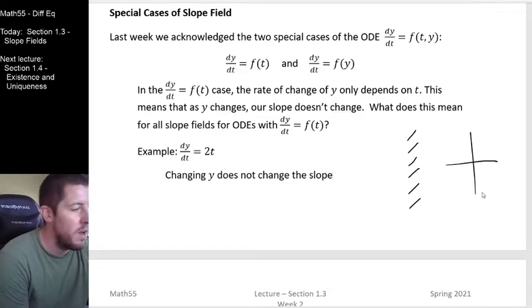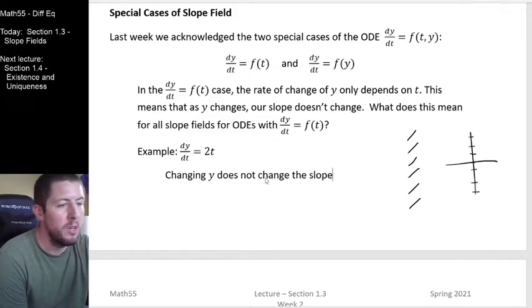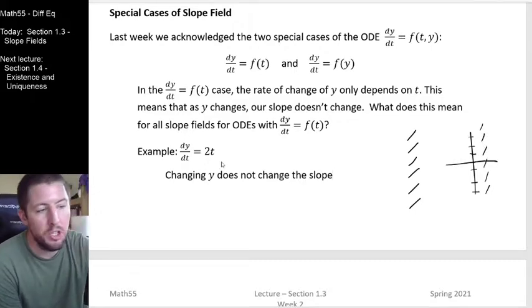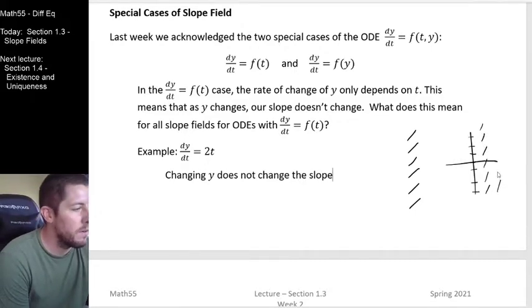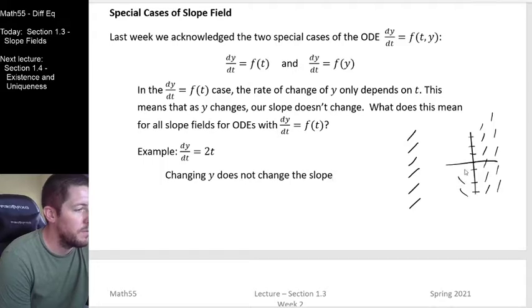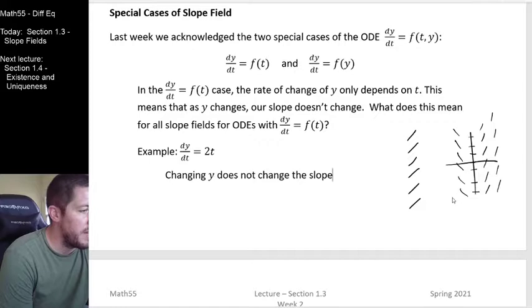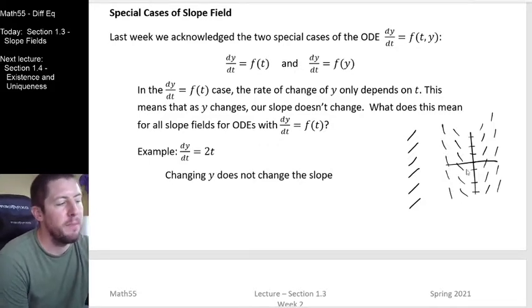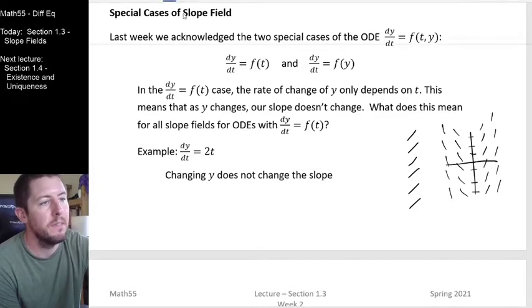Notice that if t is 0, we get all slopes of 0. Notice that if t is 1, we get all slopes of 2. If t is 2, we get all slopes of 4. And now I'm going to go the other way. If t is negative 1, we get all slopes of negative 2. If t is negative 2, we get all slopes of negative 4, etc., etc. What shape does it seem like we're shaping up inside of here?